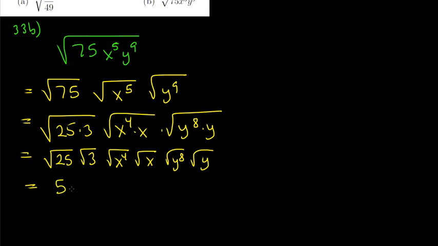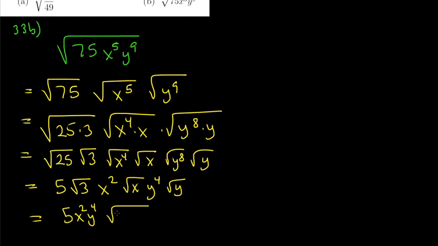The square root of 25 is 5, so 5 times the square root of 3. The square root of x to the 4th is x to the 4 over 2, but that's just x squared, times the square root of x. And then the square root of y to the 8 is y to the 8 over 2, which is y to the 4, times the square root of y. So bring everything in front: 5x squared y to the 4th, and then the square root goes in the back, square root of 3xy. Okay, that's 33b.